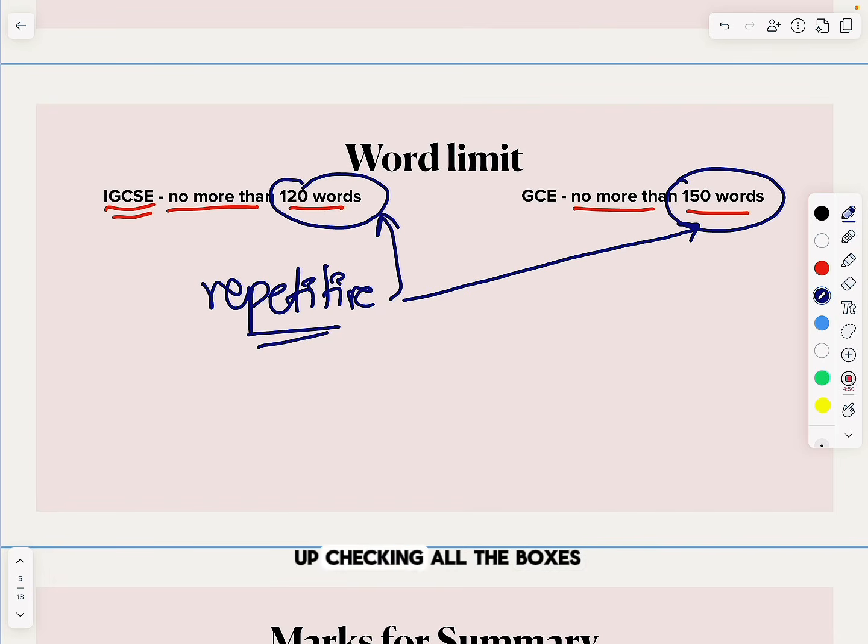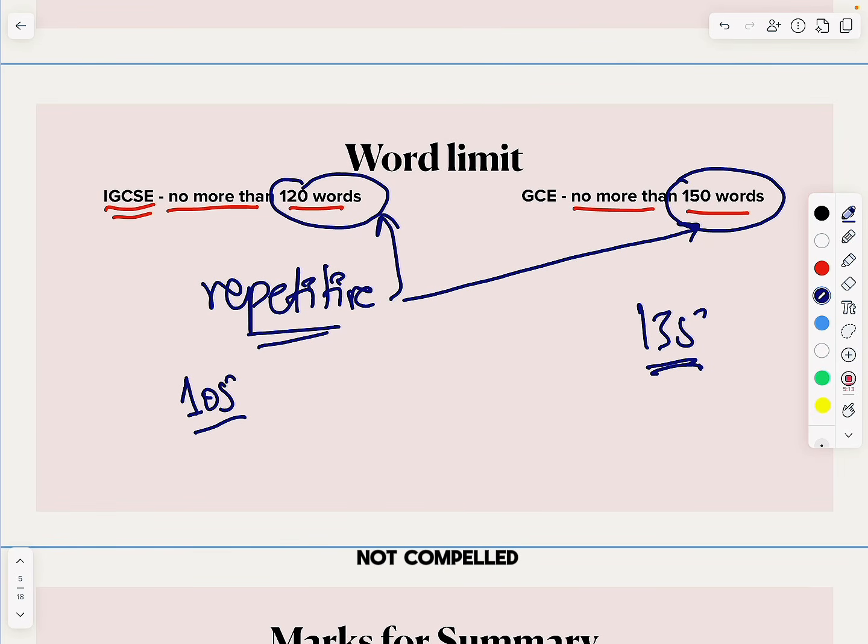If your summary ends up checking all the boxes, you have approximately 10 content points. It's very coherent, very fluent, it makes sense, it's relevant to the question, it answers everything the question asks for. And suppose you end up at 105 words here, or 130, 135 words here. Can you stop? Absolutely yes.